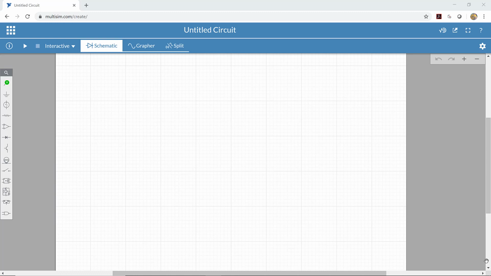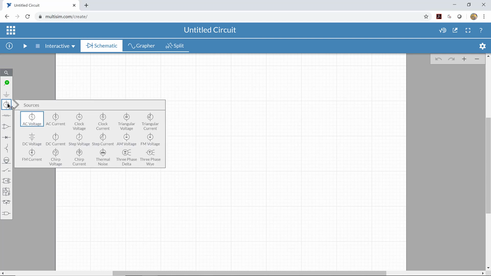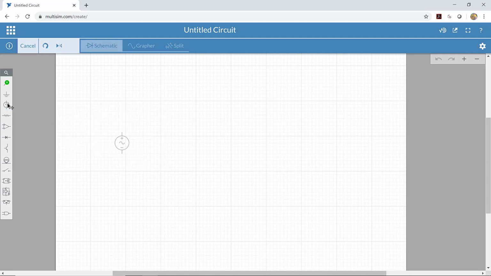Today we're going to be creating a circuit that is a bandpass filter that passes frequencies between 100 Hz and 1 kHz. We're going to do this on multisim.com. So let's get started. The first thing that I'm going to do is grab an AC voltage source here and place that down.